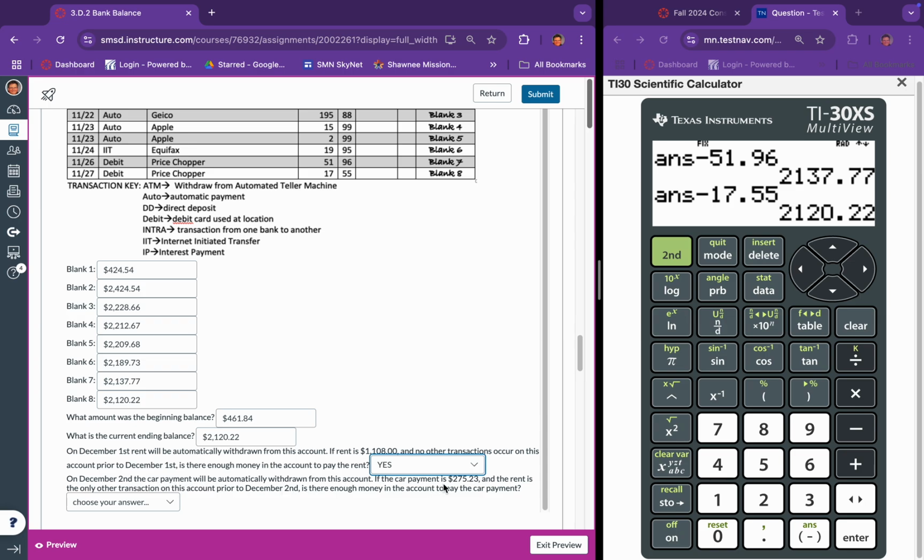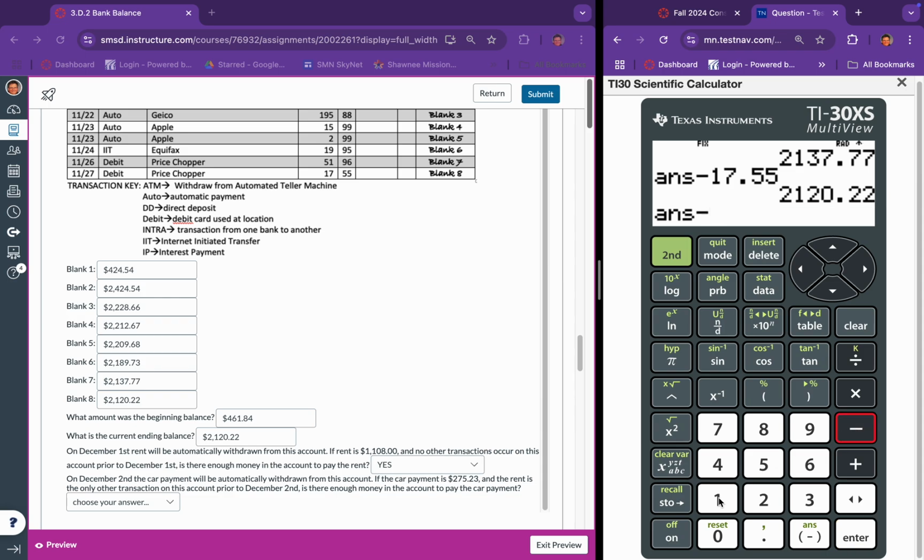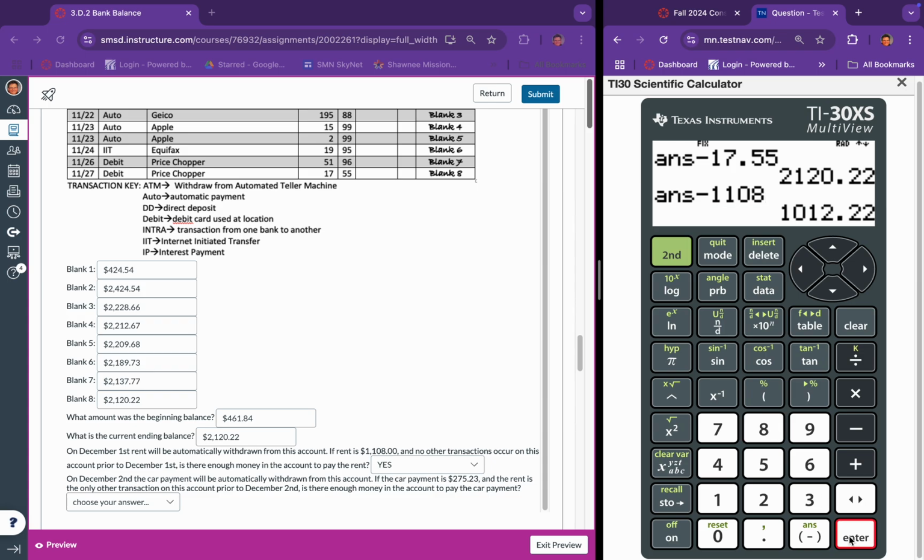So then the question says, on December 2nd, the car payment will automatically be withdrawn from this account. If the car payment is $275.23 and the rent is the only other transfer on this account prior to that, is there enough money? Well, let's take the rent payment out just over here. So now let's say that they did take the rent. So once the rent's been pulled, there's now $1,012. If nothing else has come out of your account, will you be able to make your car payment? Your car payment's $275.23. So is there enough money to make that payment?